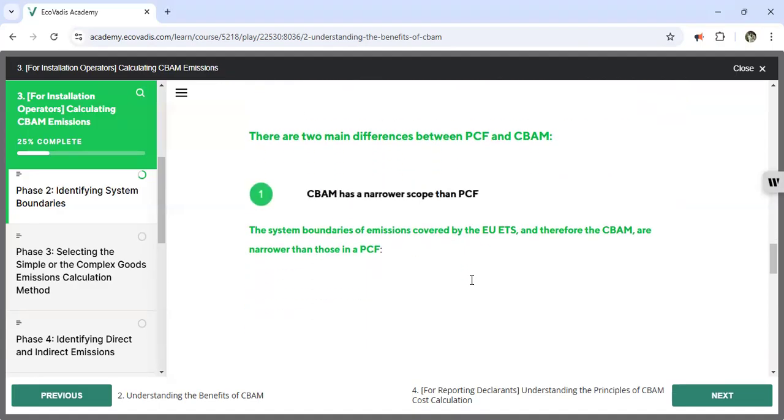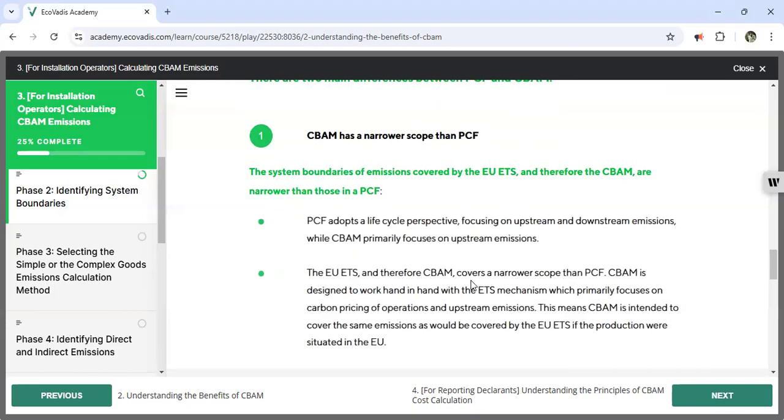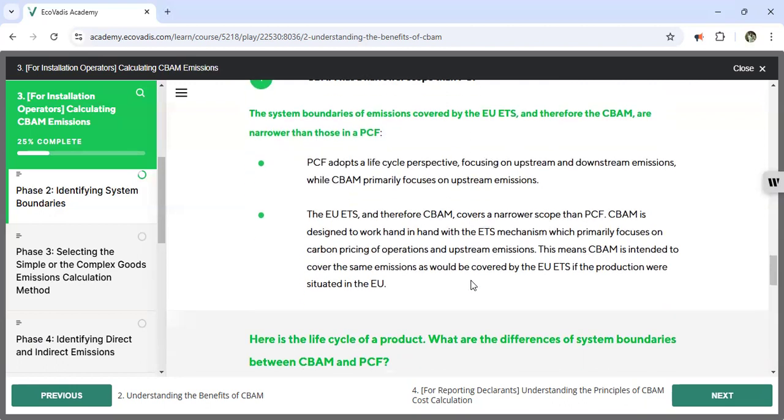There are two main differences between PCF and CBAM. 1. CBAM has a narrower scope than PCF. The system boundaries of emissions covered by the EU ETS, and therefore the CBAM, are narrower than those in a PCF. PCF adopts a life cycle perspective, focusing on upstream and downstream emissions, while CBAM primarily focuses on upstream emissions. The EU ETS, and therefore CBAM, covers a narrower scope than PCF.